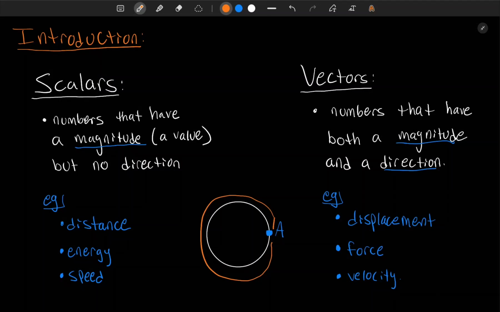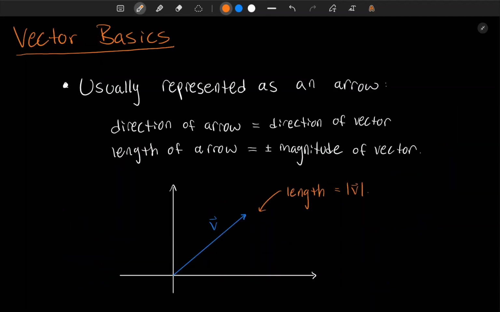Next, let's get into some basics of vectors. So vectors are usually represented as an arrow in a plane. So here we have the xy plane, and a vector is just an arrow pointing to this point here, let's say. And so it has a direction, and that direction is often denoted by the angle that it makes with the x-axis. So that's the direction that it points. And then the magnitude is equal to the length of the vector.